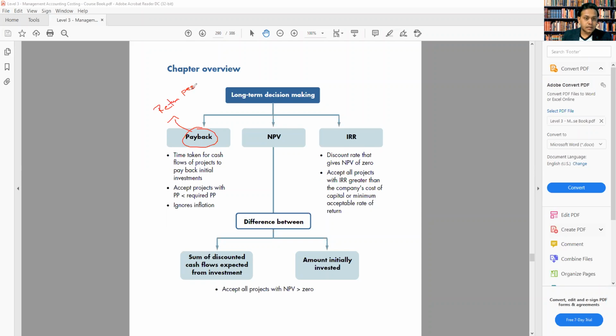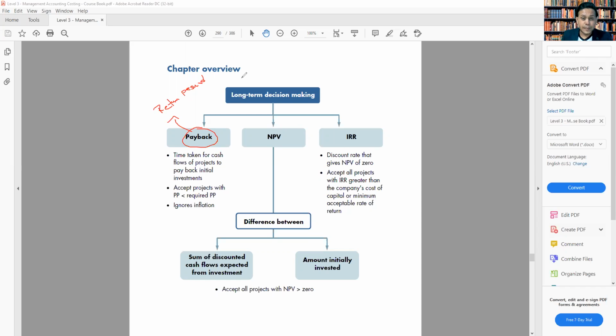Return period. Now in the payback period, every company has a policy. For example, let's say you have a business and you have a policy: if the investment takes more than 5 years, you're not going to accept the proposal. So if any investment takes more than 5 years to get the return back, you will reject that investment. So this is the policy.